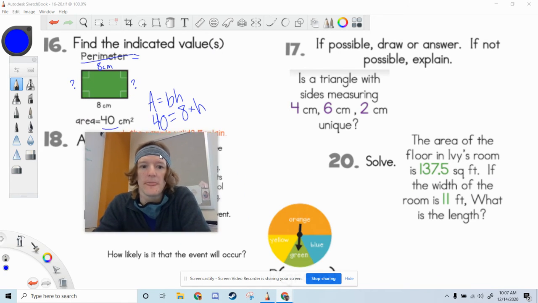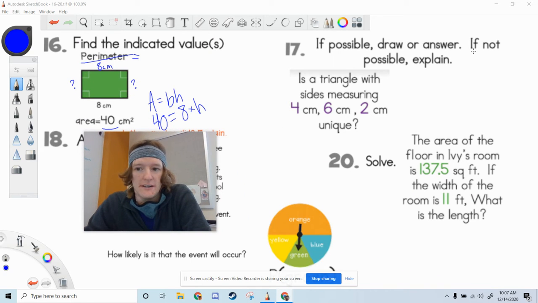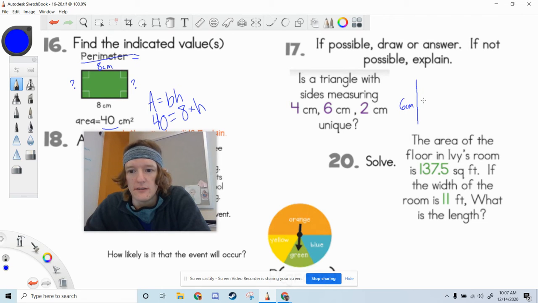Number 17. If possible, we need to draw our answer. If it's not possible, we need to explain. Is a triangle with sides measuring 4 centimeters, 6 centimeters, and 2 centimeters unique? So let me draw, here's a 6 centimeter line. And now we're going to make a triangle that has other sides that are 4 and 2. So let's think about this. Here's about 4 centimeters, and here's another side that's 2 centimeters.